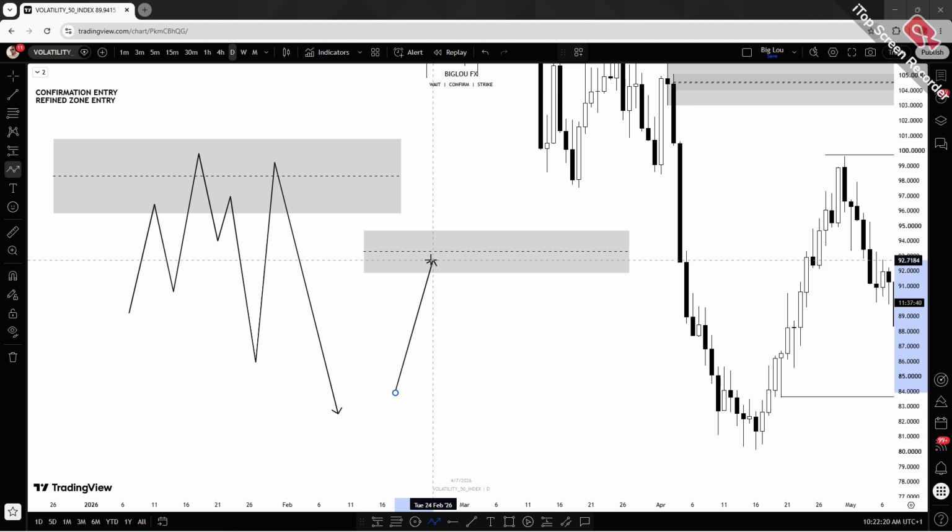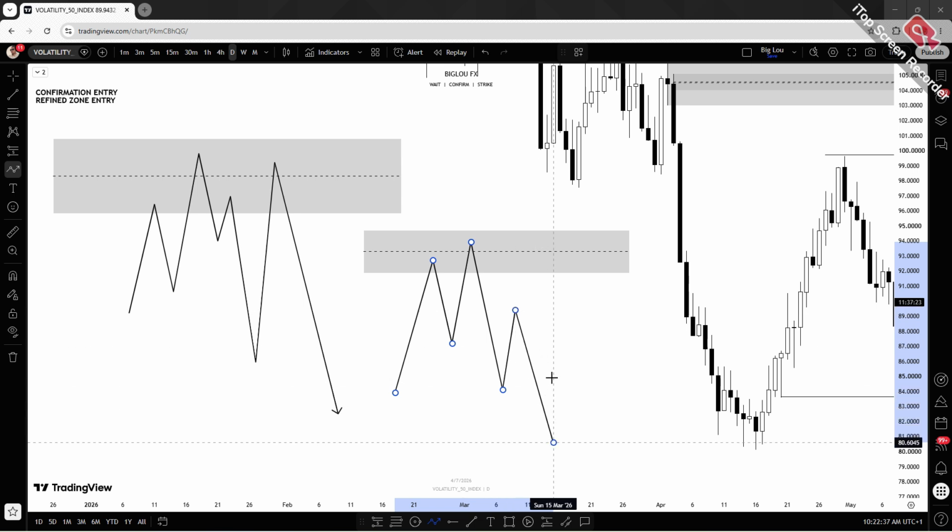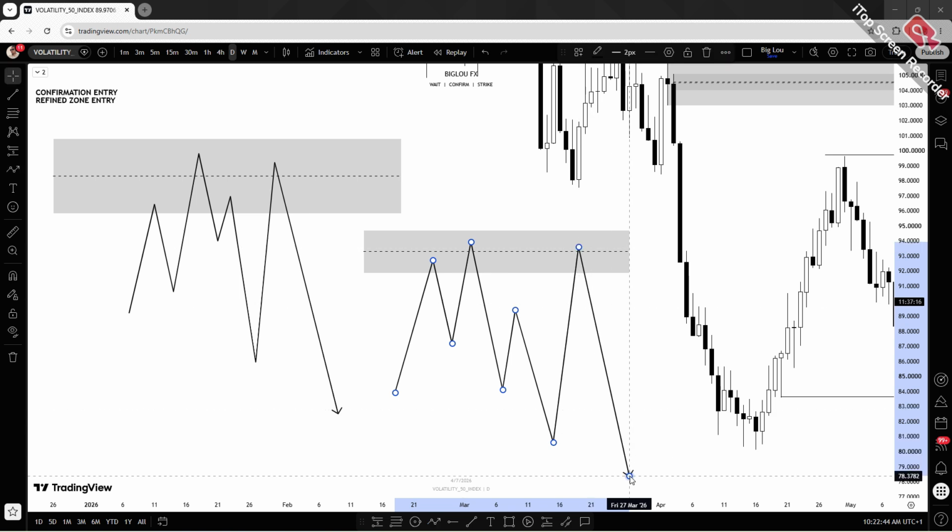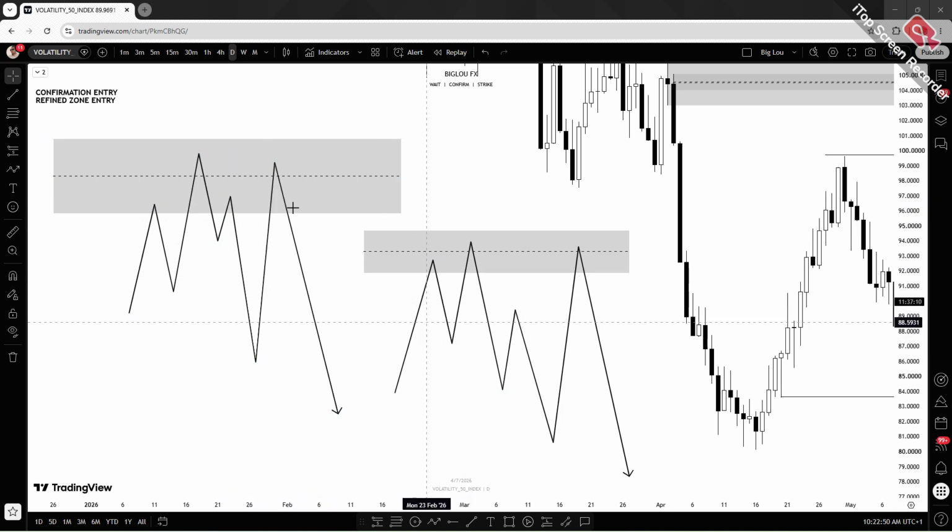Price taps into the zone, does something like this, clears liquidity inside the zone, breaks structure, drops inducement, breaks structure, comes back, mitigates the lower time frame supply, and then breaks structure. This is a valid confirmation. This is a valid confirmation. They just have different types of inducement.